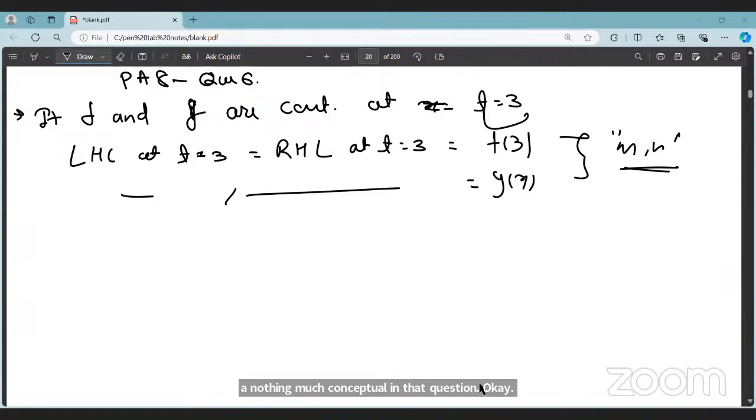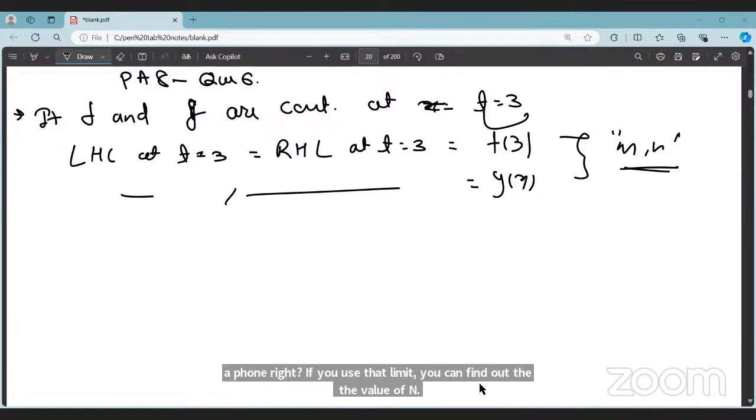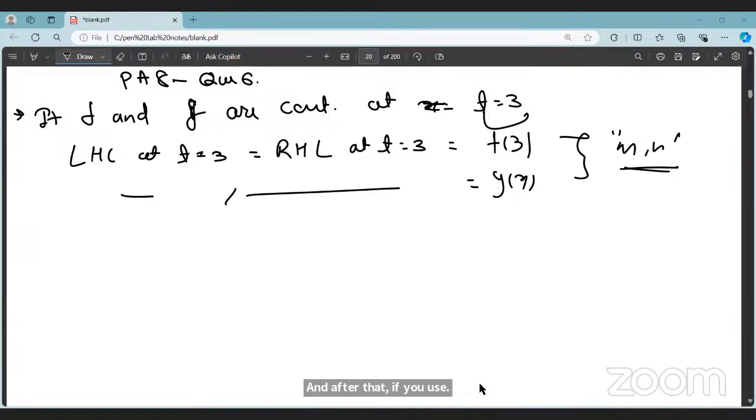You can use the first equalities, that the left-hand limit at t equals 3 is the same as the right-hand limit at t equals 3, which is equal to f(3), right? If you use that, you can find the value of m, and after that, if you use the latter one, you can find the value of n. Is that fine? Whoever asked this question.